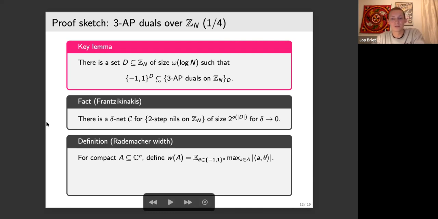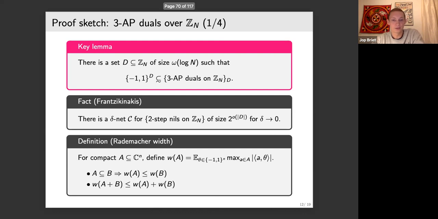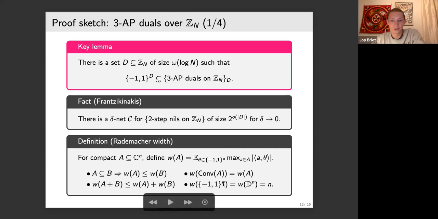So this width has a number of very nice properties. It's monotone under set inclusion. It's subadditive under sums of sets. Taking convex hulls does nothing to it. And the width of the n-dimensional Boolean hypercube, let's call it its complex analog, is equal to n. Okay, so how do you put these things together to get counterexamples?